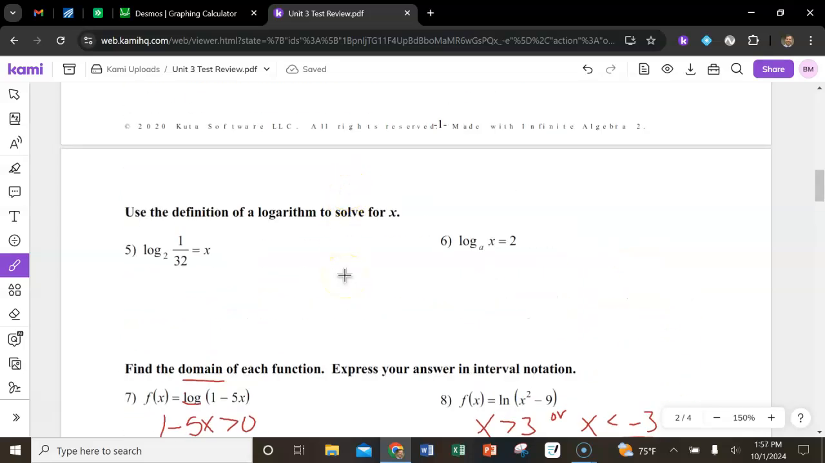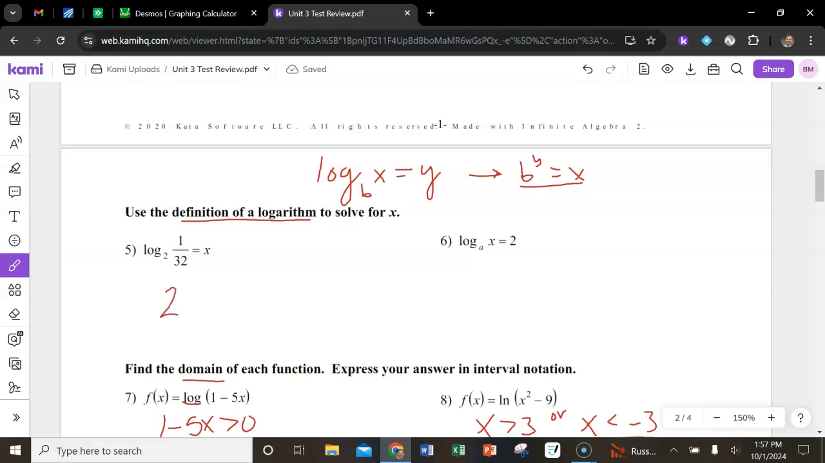The most important part of this test, as I've mentioned, is being able to go from log form to exponential form. So if we had log base b of x equals y, that means that b to the power y equals x. That's the most important thing that you know. So that's what we're doing here. The first thing I'd want to do when I'm using the definition of a logarithm, I'm essentially using this idea of switching it to exponential form.